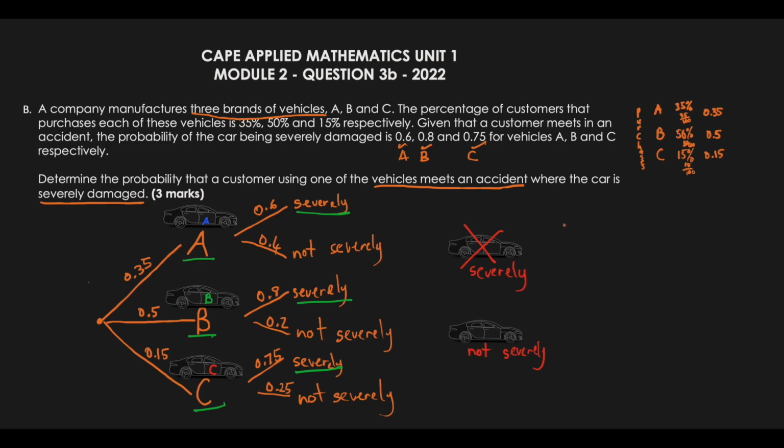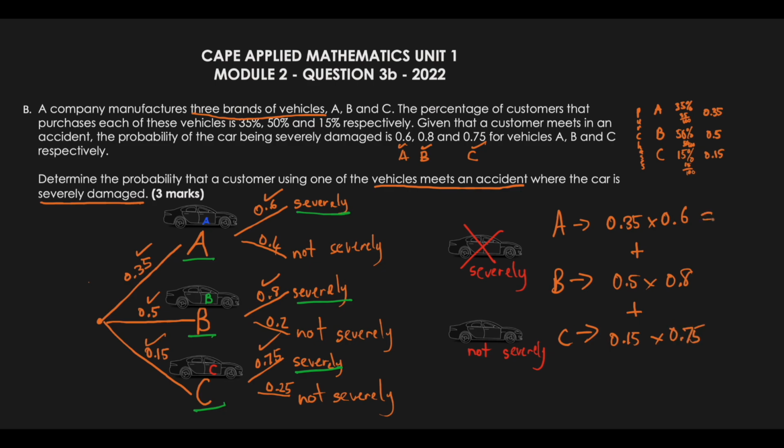So if I'm doing the first one for A, I would end up with 0.35 and 0.6, because I'm looking at it from the perspective of purchased A and severely damaged. The other option that I could have, for B, would be 0.5 multiplied by 0.8. Why? It's B and severely damaged. Now the next one, C. I have to add that as well, because that is the other option. So it's going to be 0.15 and severely damaged, which is going to give me 0.75.